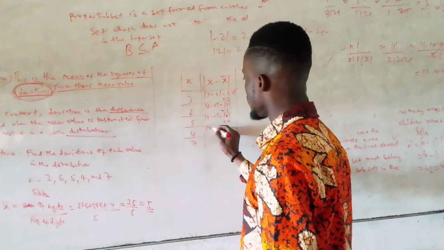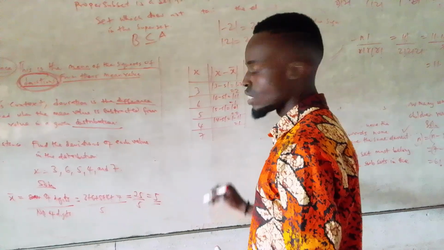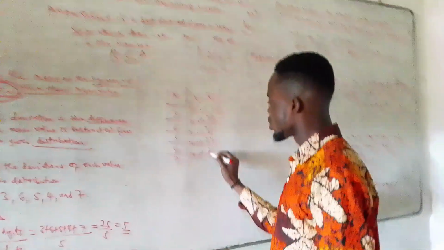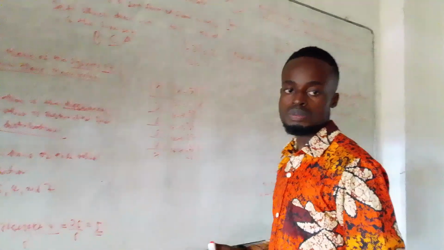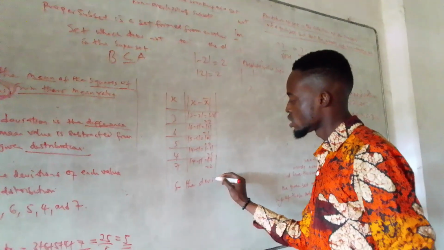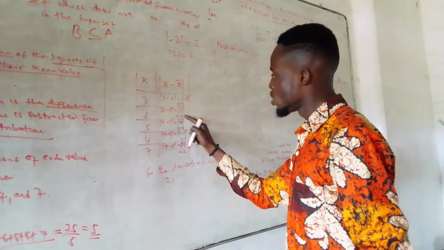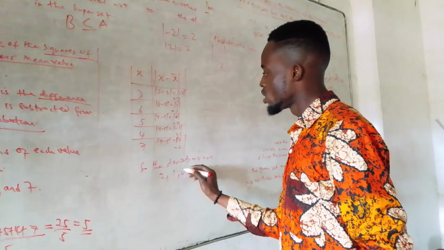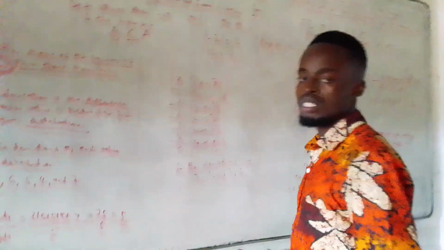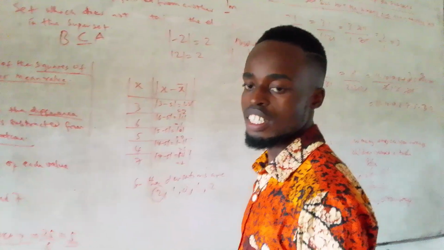Then this one is 4 minus 5, which is equal to minus 1, equal to 1. And then finally, 7 minus 5, which is equal to 2, right? Which is 2. So the deviations are what? 2, 1, 0, 1, right? 1, 2. So that is 2. That negative 2 and negative 1.